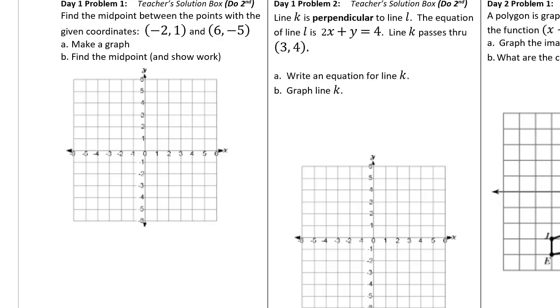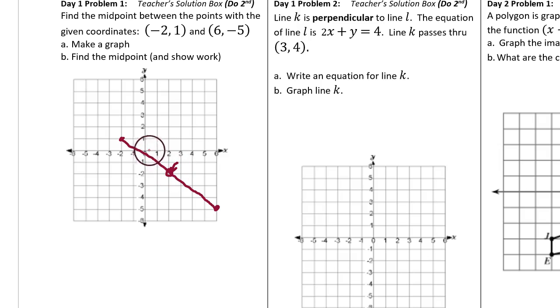Here's the answer for day one, problem one. Find the midpoint between these points. -2 comma 1 is located here, and 6 comma -5 is located over here. Let's connect these together to create a segment, and then just take a guess where the middle is. It looks to be about right there, maybe this dot here.